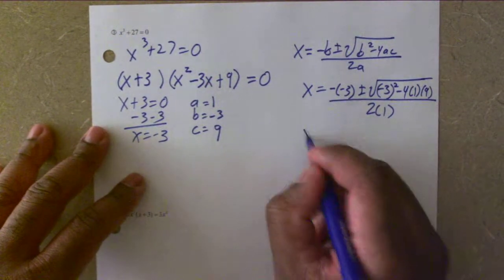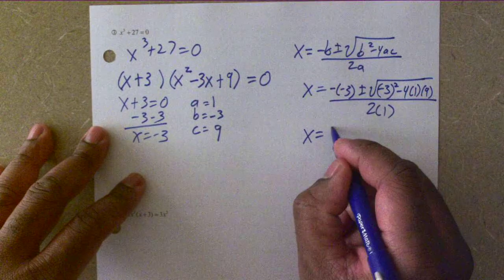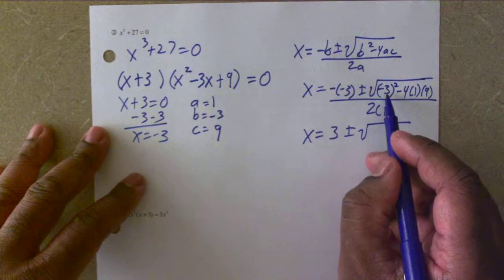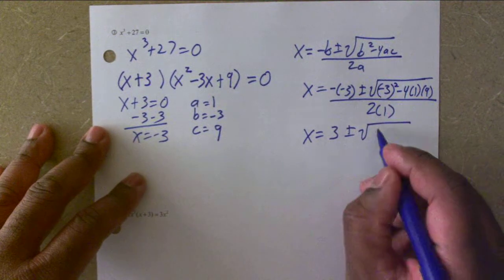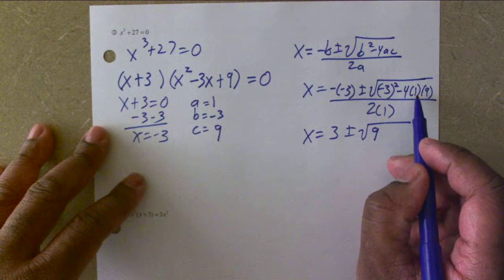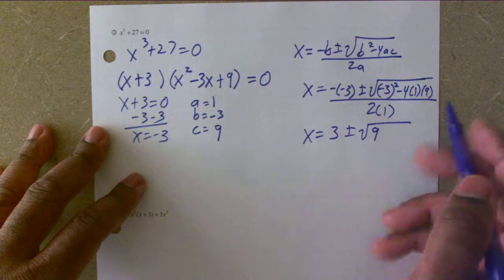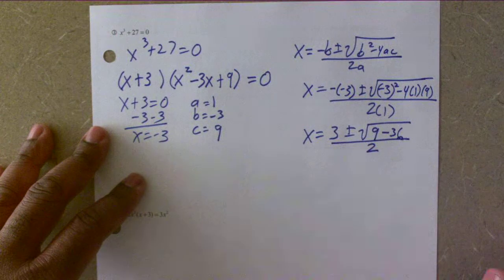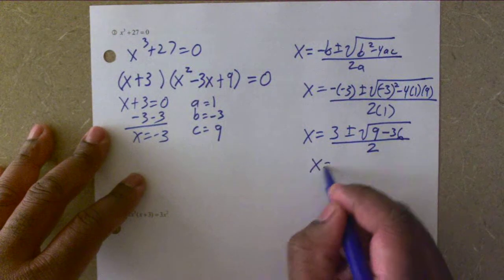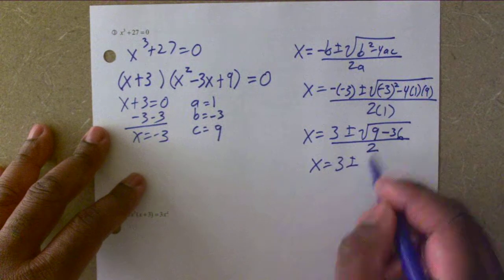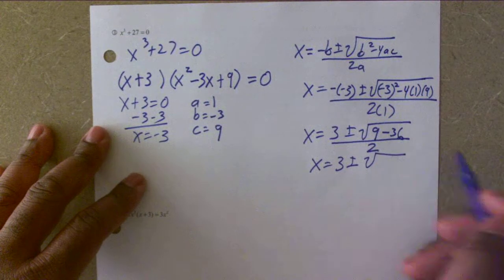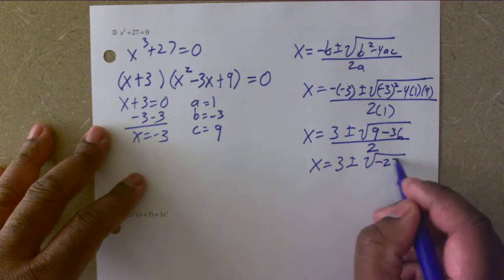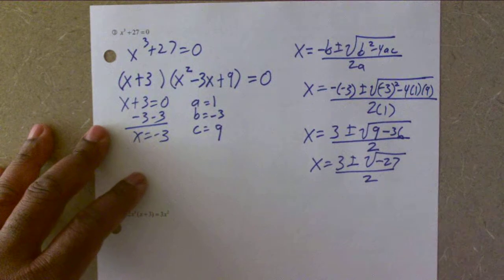So we will have x is equal to the opposite of negative 3 is 3 plus or minus the square root of negative 3 in parentheses squared is 9. Negative 4 times 1 is negative 4 times 9 will give us a minus 36 all over 2. So this will give us x equals 3 plus or minus the square root of 9 minus 36 is a negative 27. And that's divided by 2.